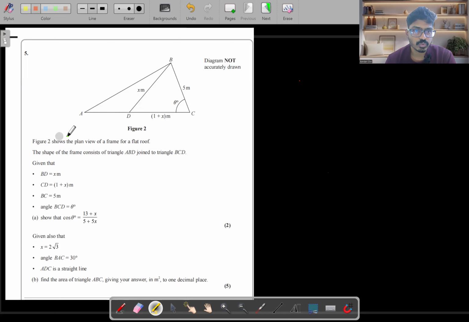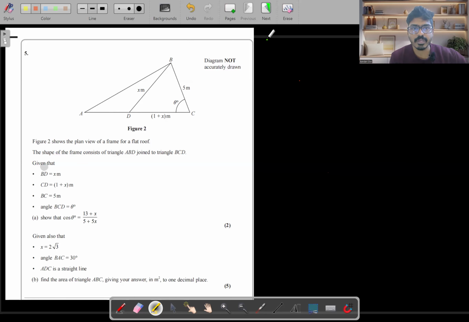Figure 2 shows the plane view of a frame for a flat roof. So this is something like a pyramid where we have a triangle. The shape of the frame consists of a triangle ABD joined to a triangle BCD, and then this is like a pyramid. So the pyramid shape is given.